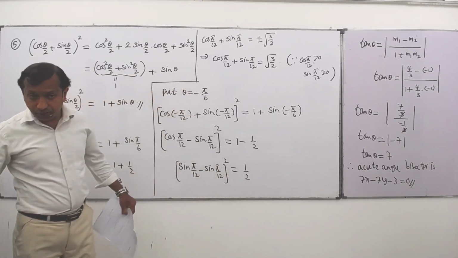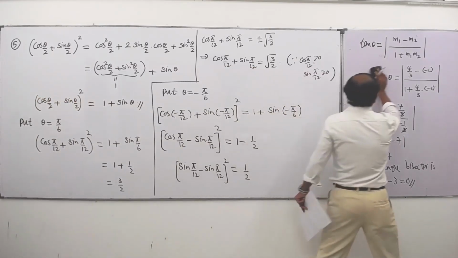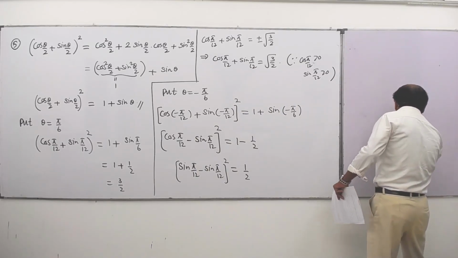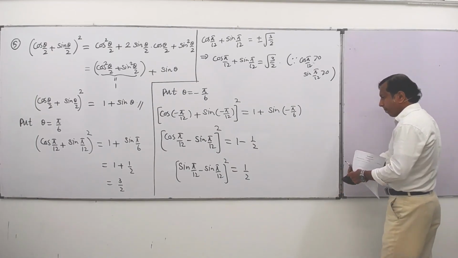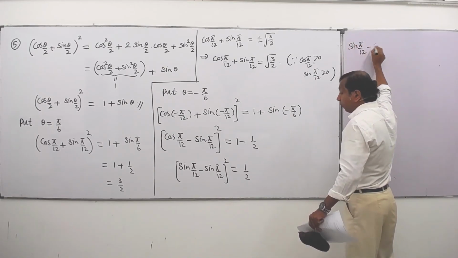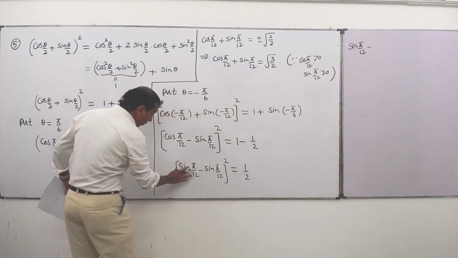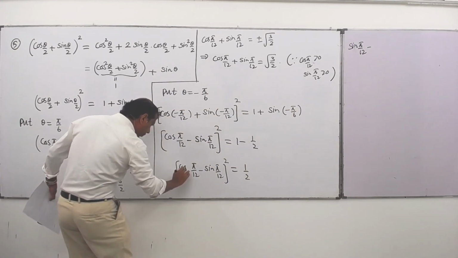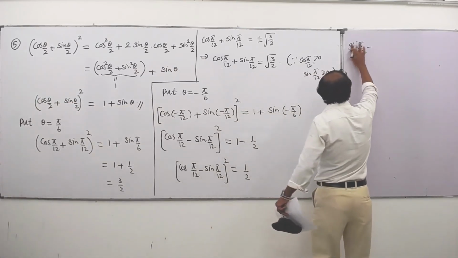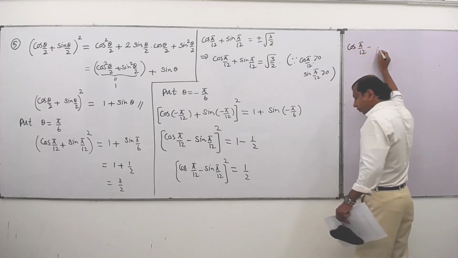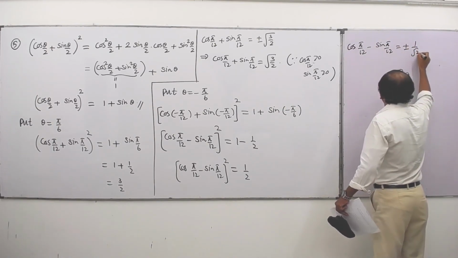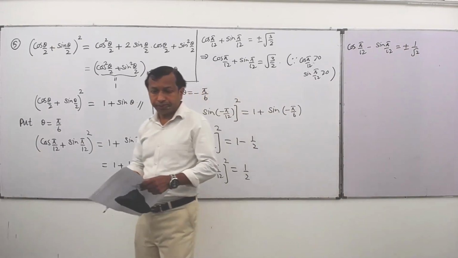Now here also we take square root. We take square root. I got here cos pi by 12. No, it's a mistake. Cos pi by 12 minus sine pi by 12 should be plus or minus 1 over root 2 when you take the square root. Understood? Right.